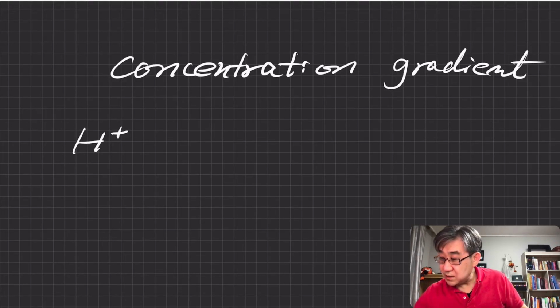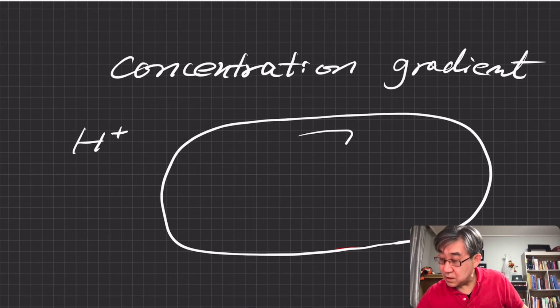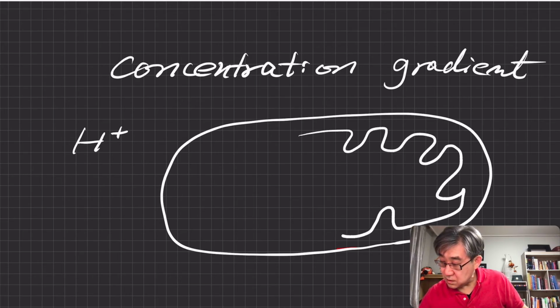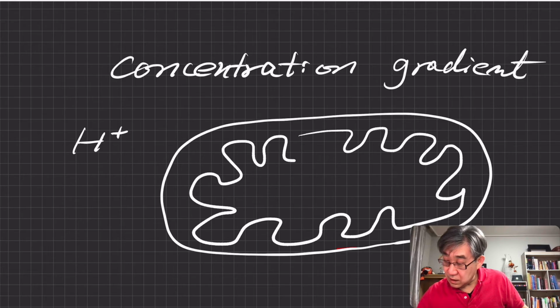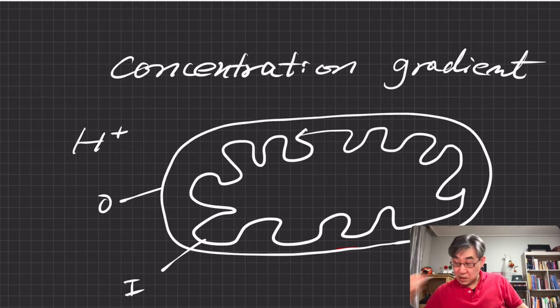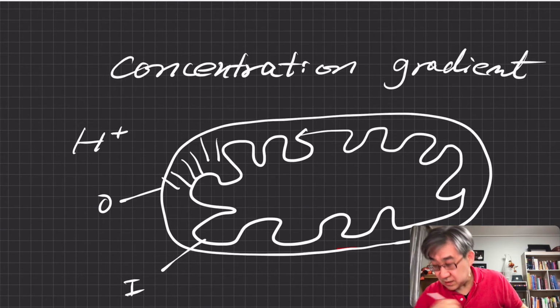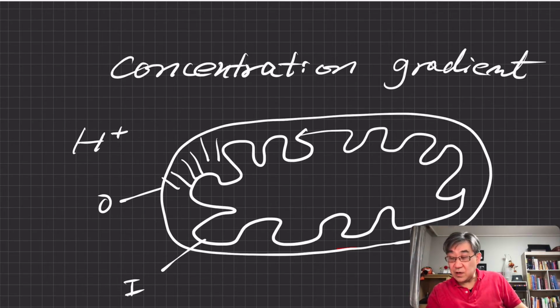If this was a mitochondria, obviously there will be some space. This is the outer, and this is the inner membrane. So we do have this space, which we usually call the intermembrane space.